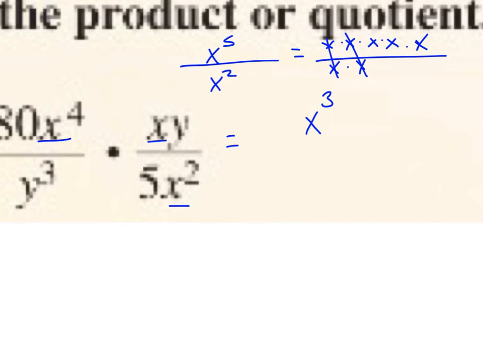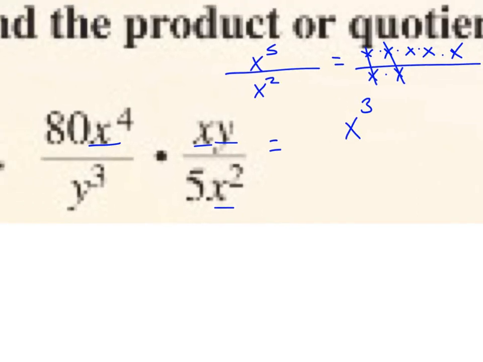Let's look at our y's. If we have 1 y on top and 3 on the bottom, how many are we left with? Y squared on the bottom, because we had 1 y on top and 3 on the bottom. The y on top cancels out with 1 y on the bottom, and we're left with 2 on the bottom.